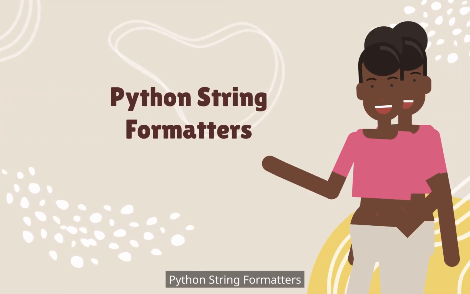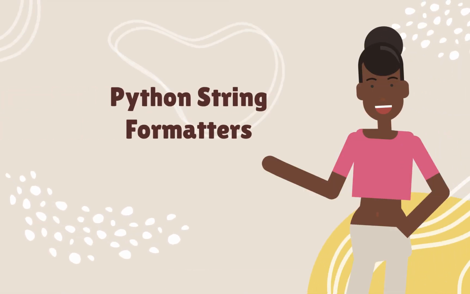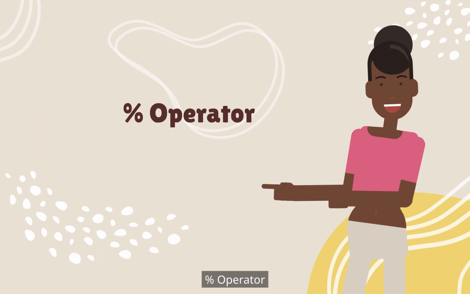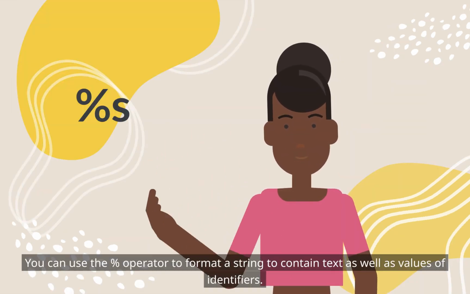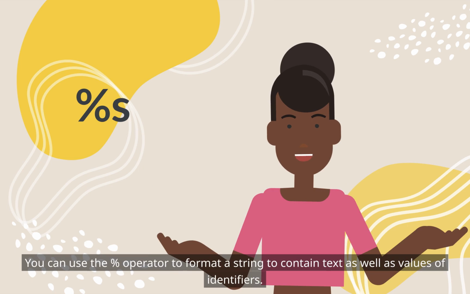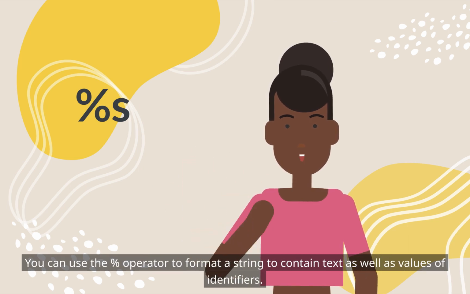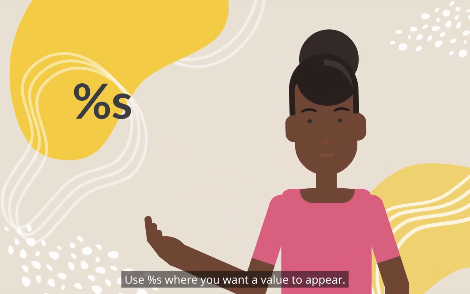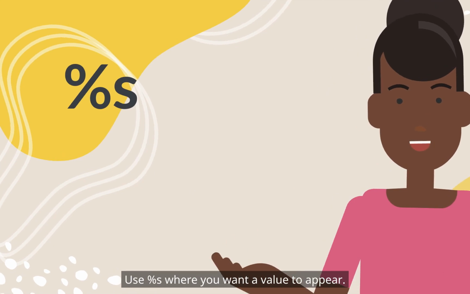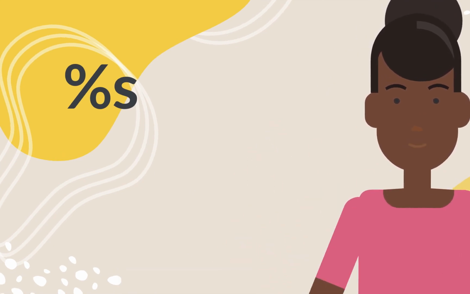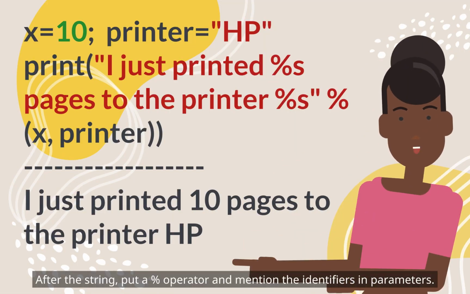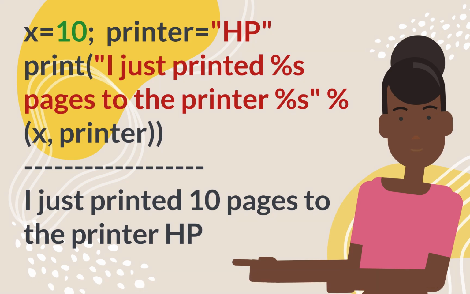Python string formatters. % operator. You can use the % operator to format a string to contain text as well as values of identifiers. Use %s where you want a value to appear. After the string, put a % operator and mention the identifiers and parameters.